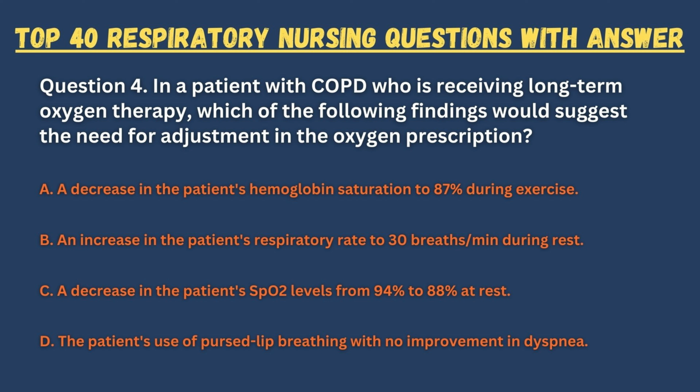Question 4. In a patient with COPD who is receiving long-term oxygen therapy, which of the following findings would suggest the need for adjustment in the oxygen prescription? A. A decrease in the patient's hemoglobin saturation to 87% during exercise. B. An increase in the patient's respiratory rate to 30 breaths per minute during rest. C. A decrease in the patient's SpO2 levels from 94% to 88% at rest. D. The patient's use of pursed lip breathing with no improvement in dyspnea.